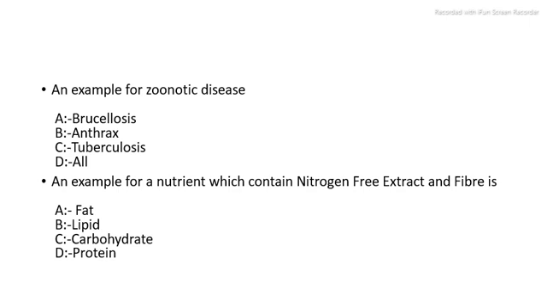Next question. An example for a nutrient which contains nitrogen free extract and fiber is option A fat, option B lipid, option C carbohydrate, option D protein. So the example of a nutrient which contains nitrogen free extract and fiber is option C, that is carbohydrate. So we know that carbohydrate has fiber and it is nitrogen free. Okay.